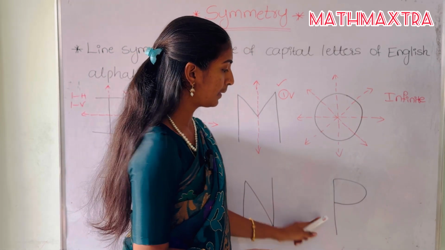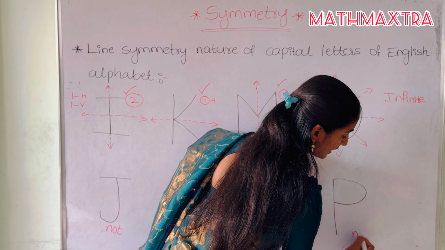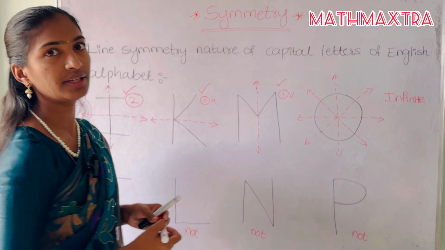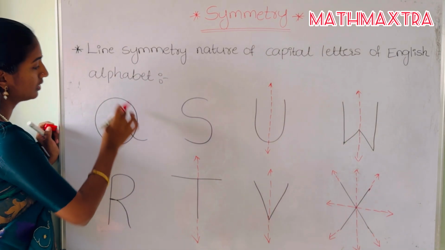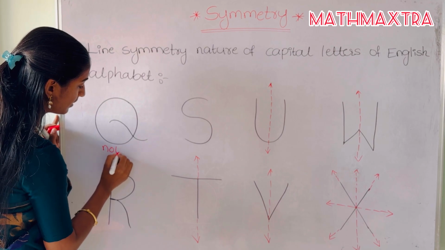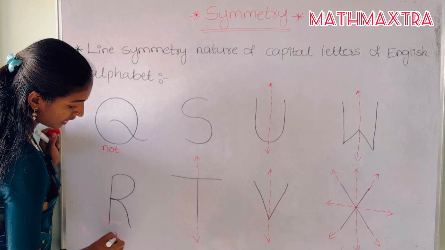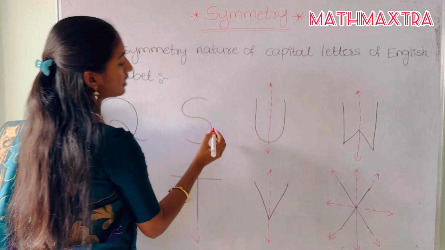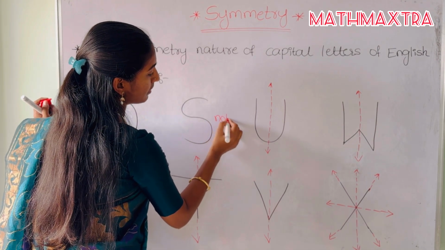And when you take P, we can't draw any line of symmetry. That is why it is not symmetric. Okay. For Q, we can't draw any line of symmetry. That is why it is not symmetric. And for R also, it is not symmetric. And for S also, it is not symmetric.